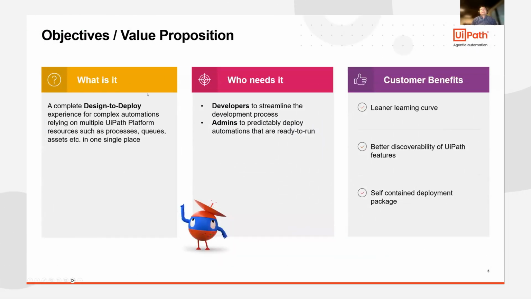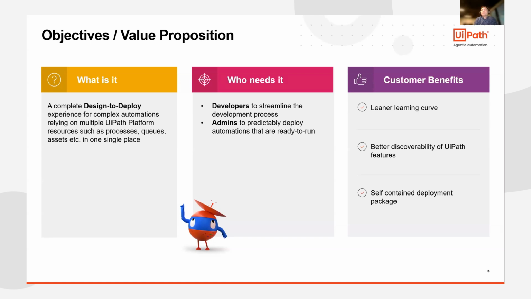So what is it actually? Hard to put it in one sentence, but I believe it to be a complete design-to-deploy experience for complex automations relying on multiple UiPath platform resources, such as processes, queues, assets, etc., in one single place. This will streamline the development process on one hand for the developers, and also it will make admins' lives easier by having a predictable way of deploying automations to a ready-to-run state.